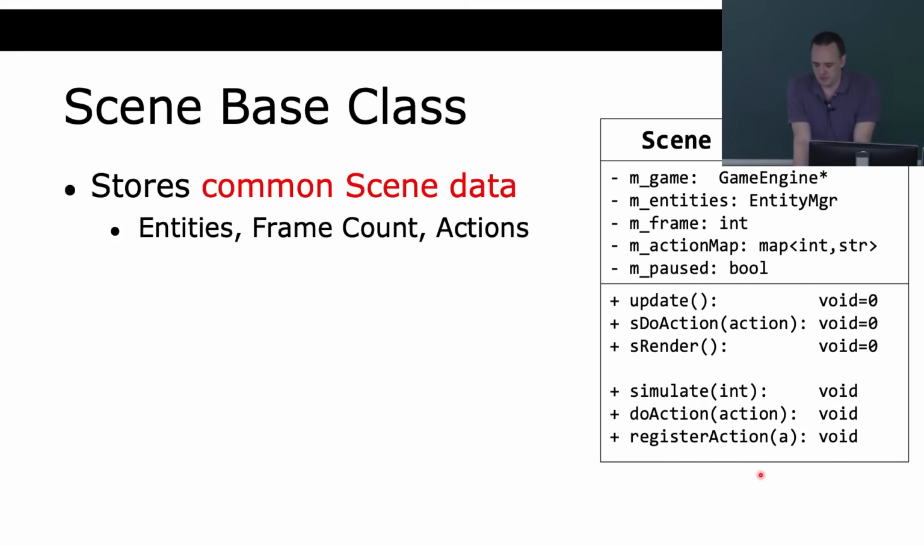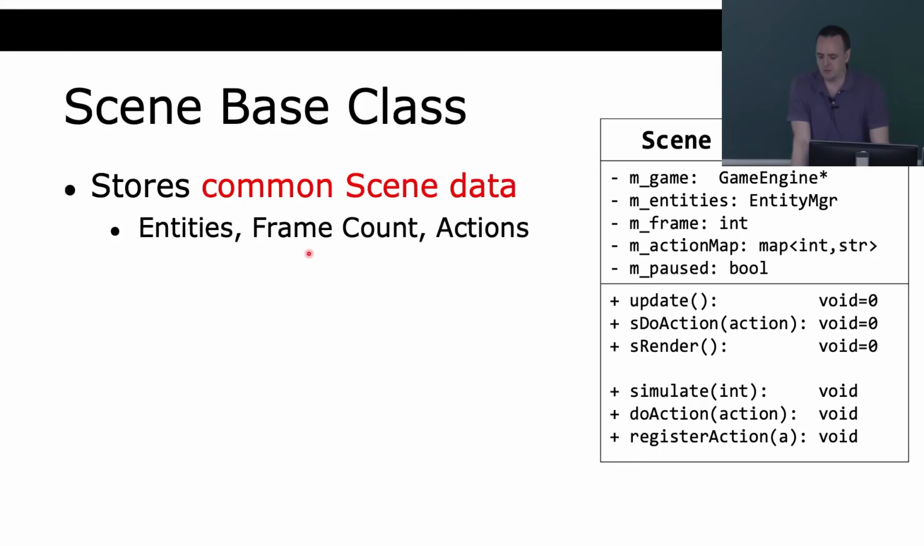So the scene base class is going to store the common scene data. For example, we just said that every derived scene class is going to have its own entity manager. So why don't we stick the variable for that in the base class? Every scene is going to have an entity manager, so rather than duplicate a bunch of code, the entity manager just goes in the base class. So each derived scene has its own.